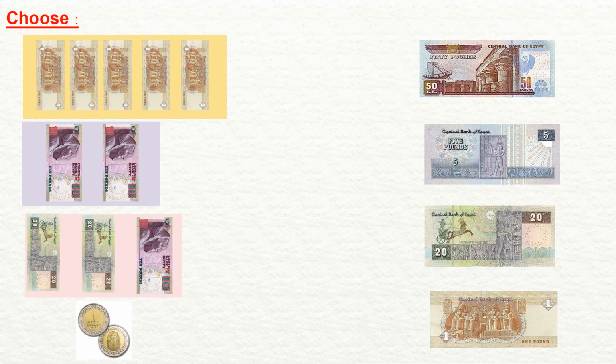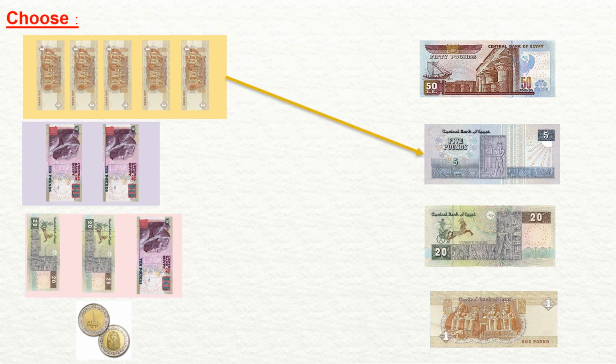The correct answer. Here we have 5 papers. Each one's value is 1 pound. So let's count them. 1, 2, 3, 4, 5 pounds. So here we have 5 pounds. Which one of these refers to 5 pounds? Excellent. This one is 5 pounds.